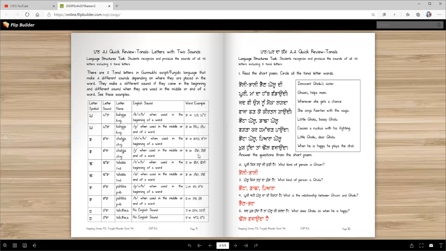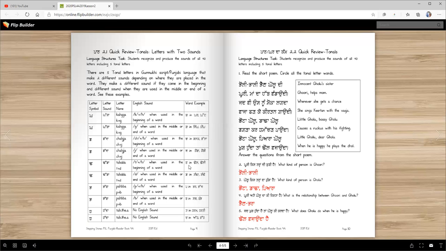For example, koja. Koja means ugly. Koji means ugly too. Now, koja is for male and koji is for female. Theek hai? Tadda. Tadda makes the sound t and a when used in the beginning of a word.